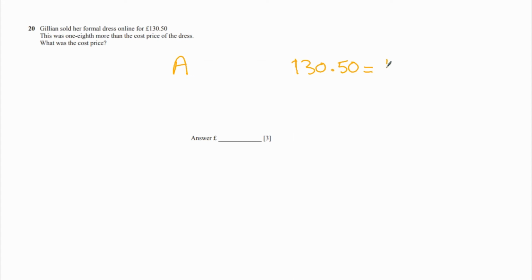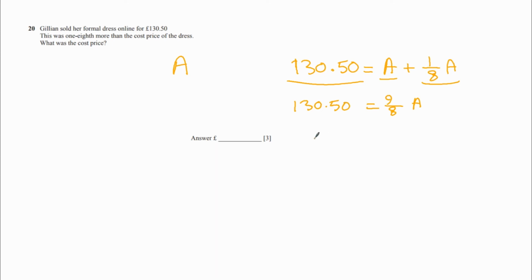130.50 is A plus 1/8 of A, because this was 1/8 more than the cost. So this is the cost and this is 1/8 more. So that plus that makes up the amount that Gillian sold the dress for. If you add those together, 1 plus 1 over 8 would be 9 over 8 A. That is 130 pounds and 50 pence. So to find out A, we times both sides by 8.